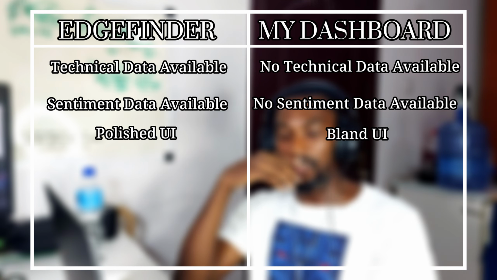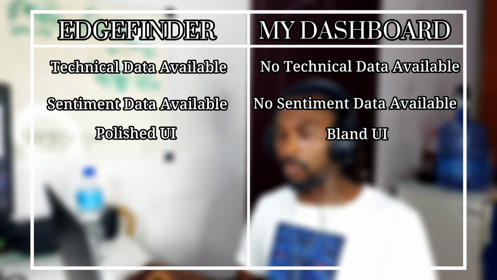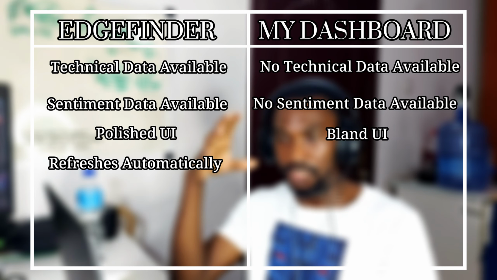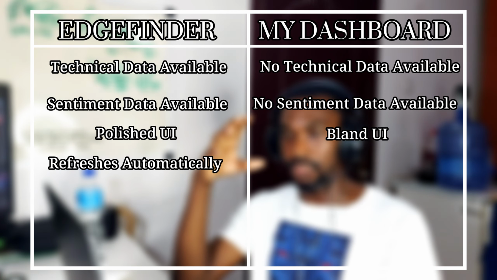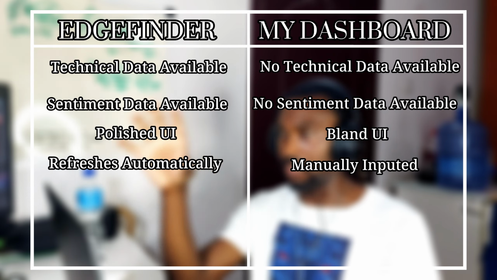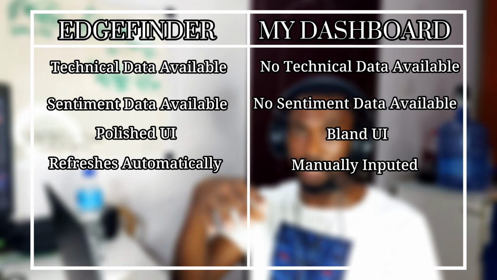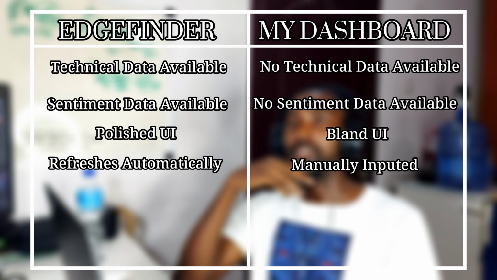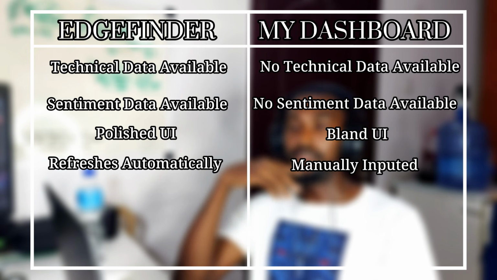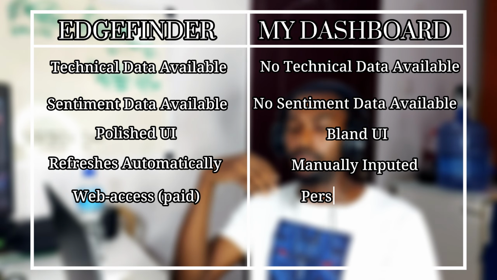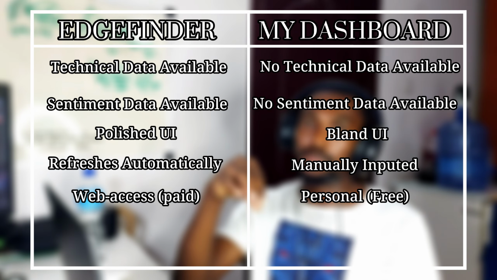The data for the edge finder automatically refreshes. That's the big deal. Mine is a manual input. I have to go out there, get the data myself, come in here, put it in, and then execute it for it to run the calculations by itself. And the last part of it is this is on the web, so anybody can have access to it. Mine, you have to actually build it to have access to it, so it's kind of like a personalized thing.